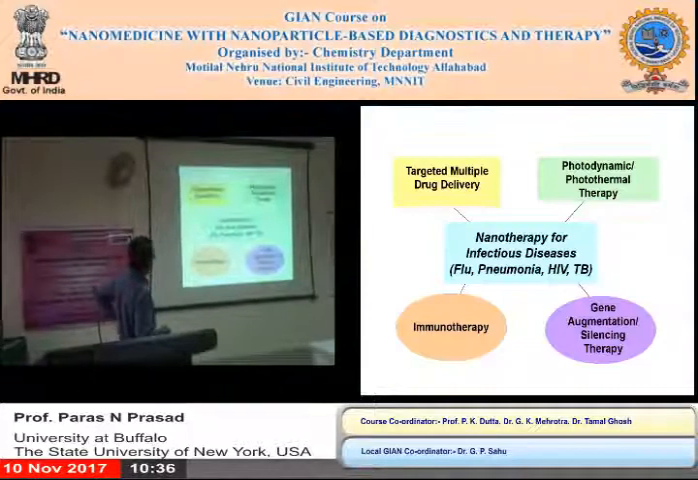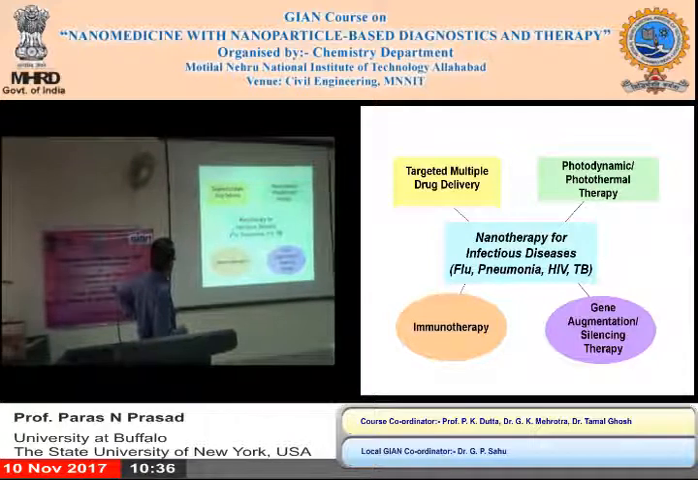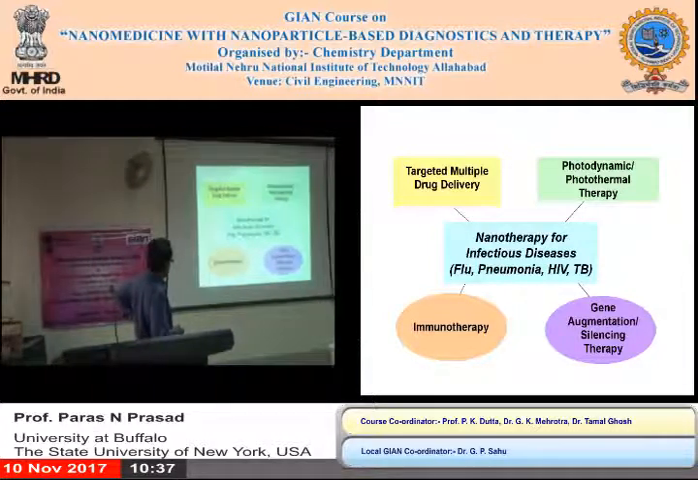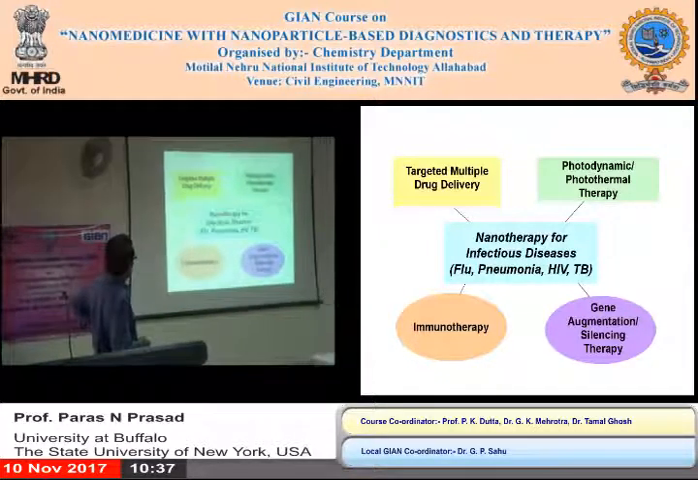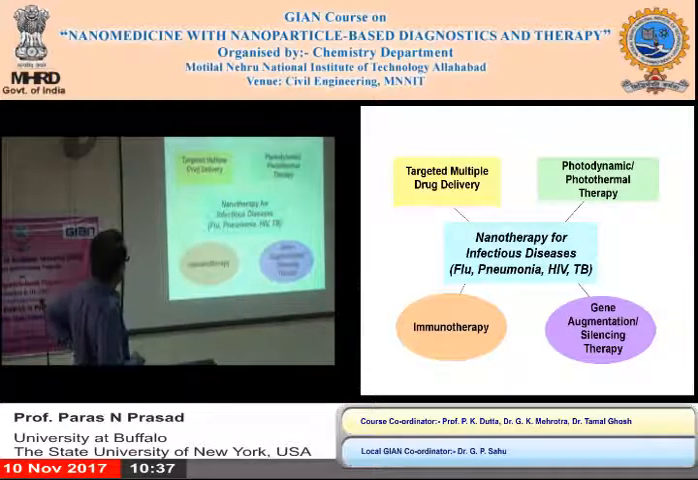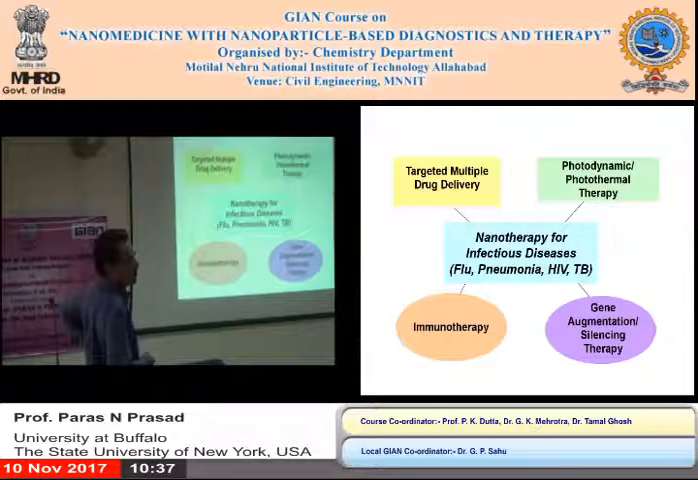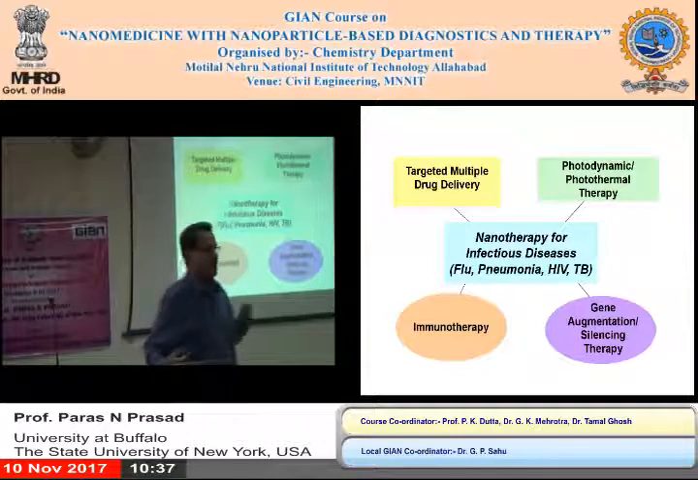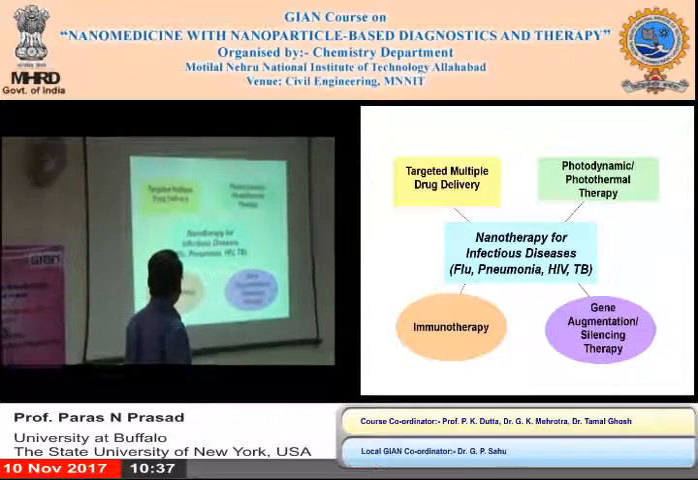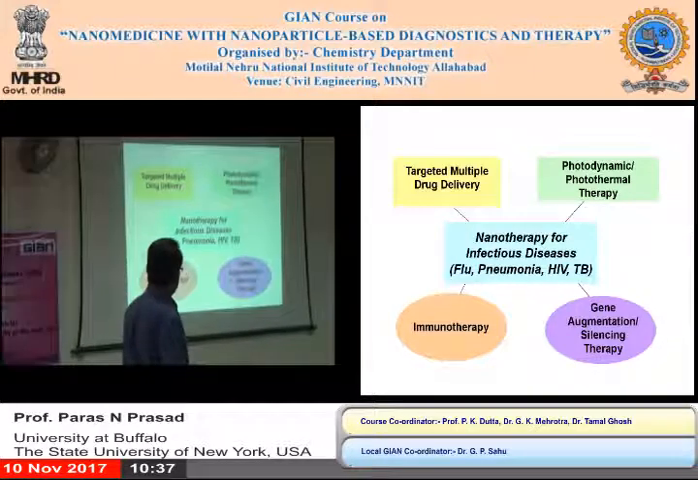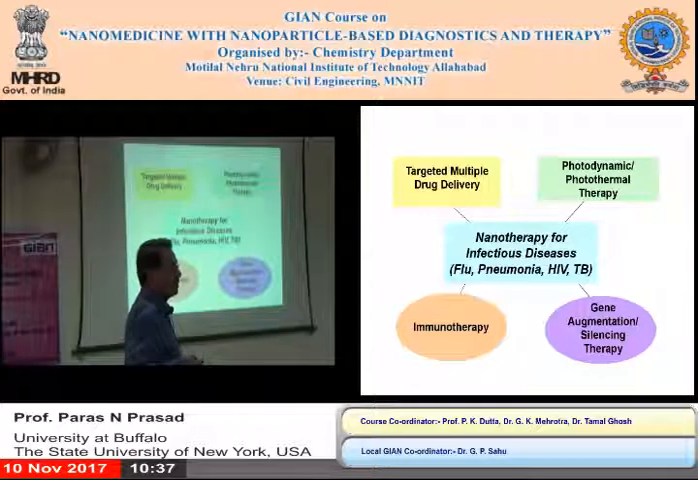Then I want to talk to you a little bit about infectious disease. We have worked with flu, influenza, pneumonia, HIV, and tuberculosis. In this case, again, what we are doing is combining multiple drug delivery, because many of these infections become resistant to one drug, one antibiotic. So you want to actually use multiple drug delivery, and a very clear example is HIV.